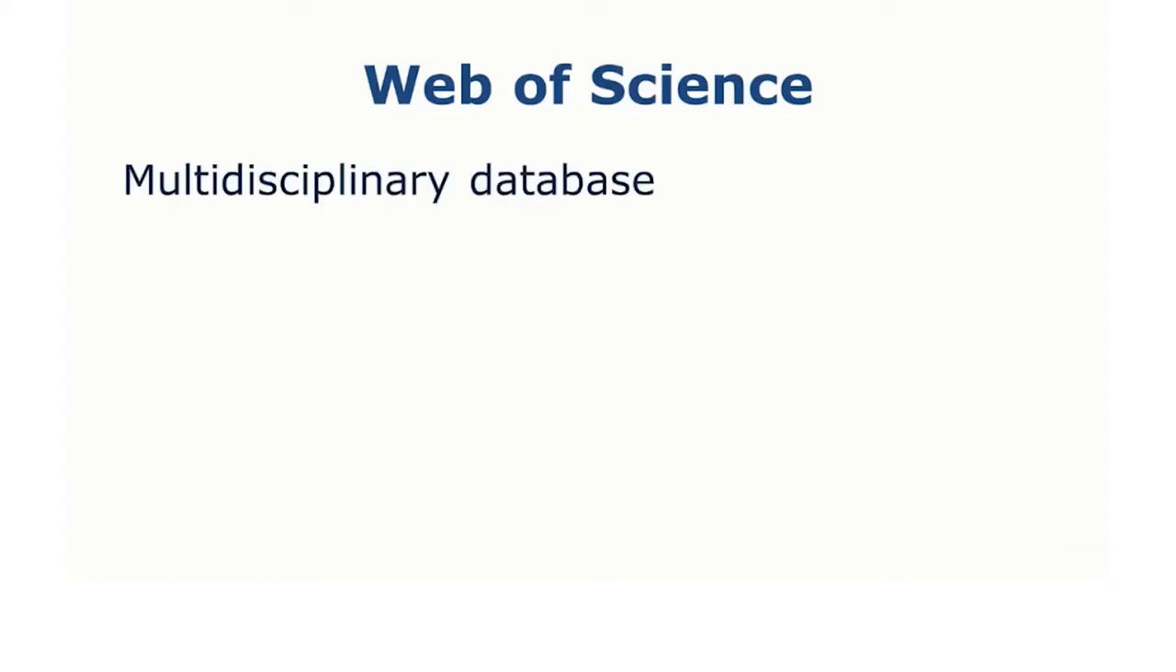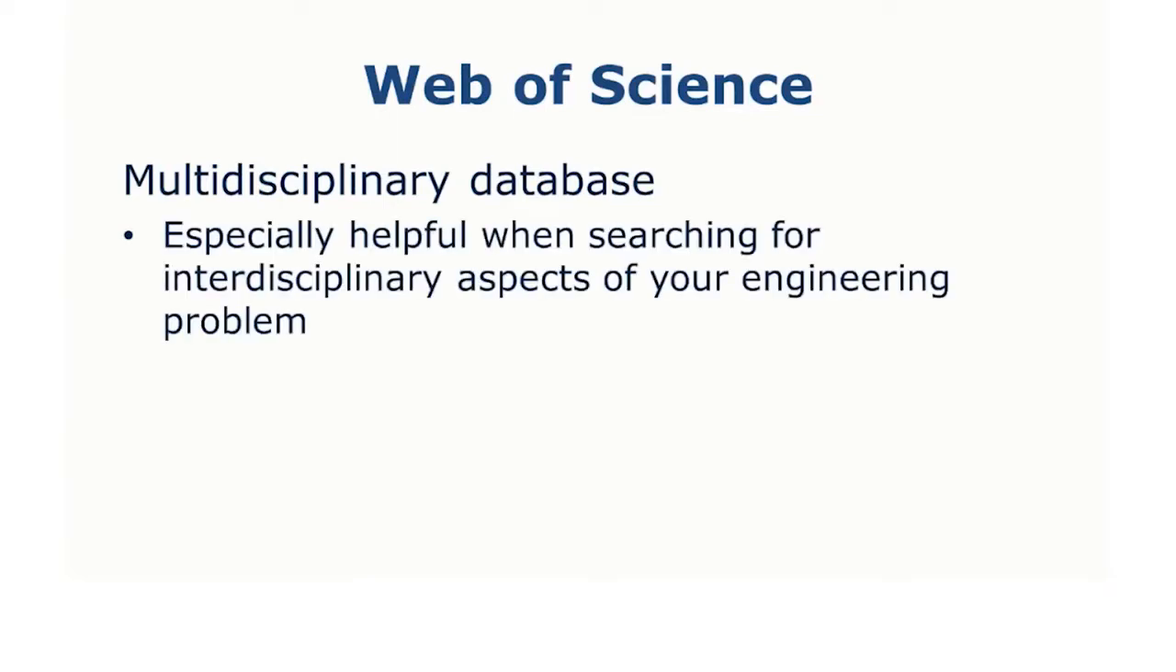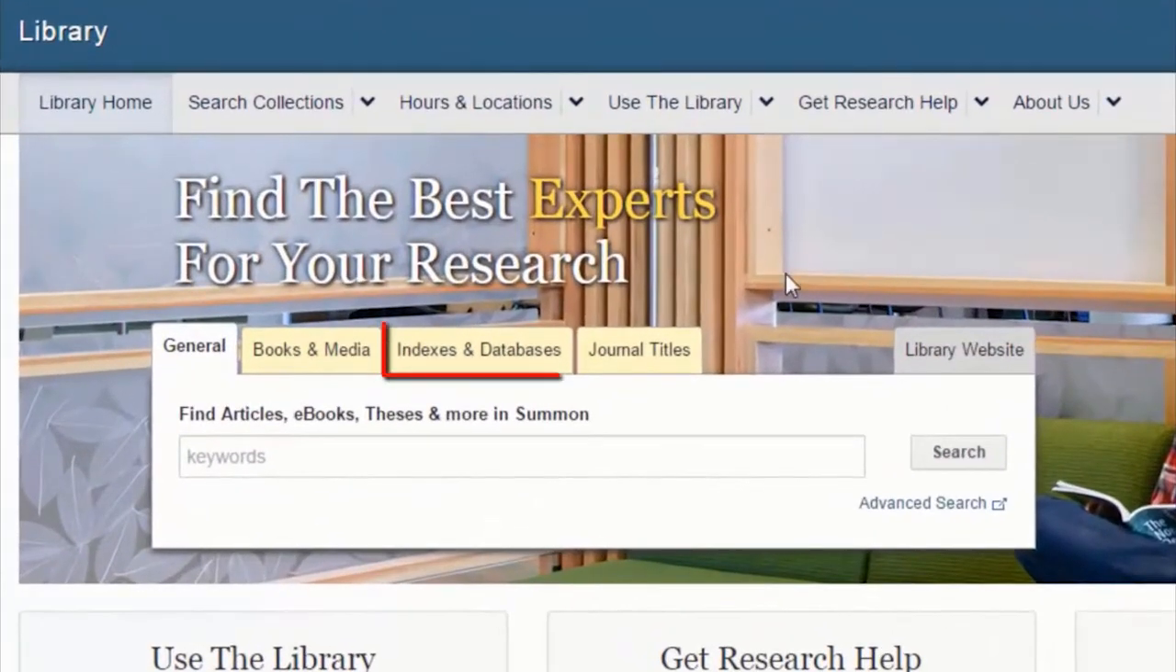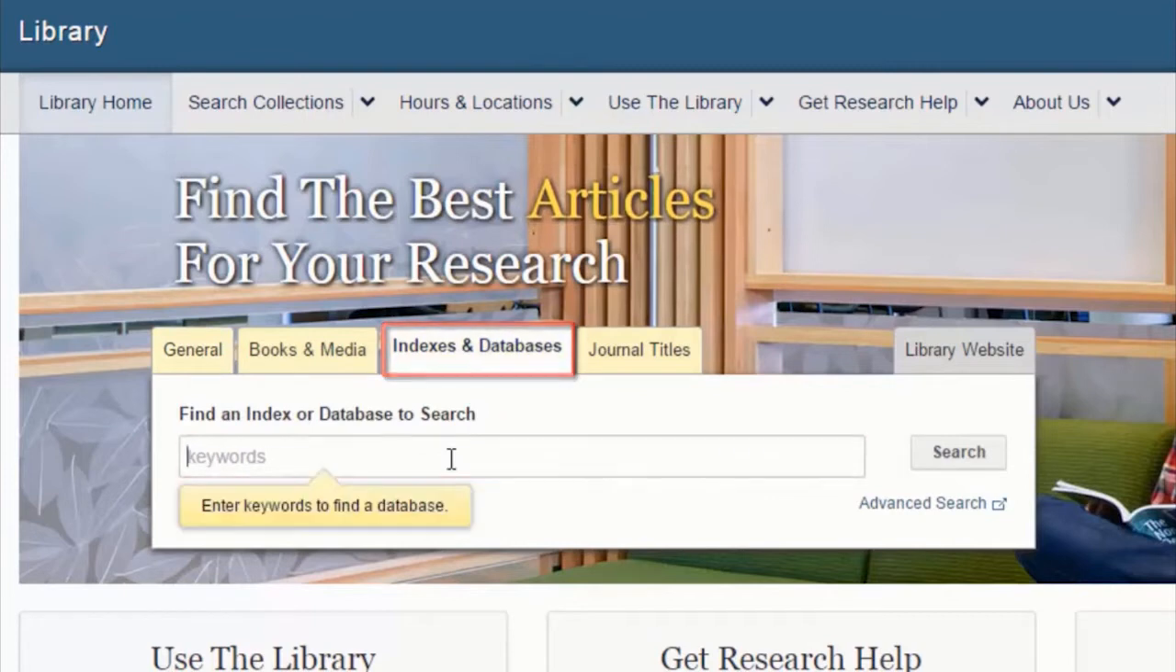In Module 5, Part 2, we introduced the engineering database Compendex, but it's not the only database you should use. Web of Science is a multidisciplinary database. It can be especially helpful when searching for interdisciplinary aspects of your engineering problem. Like Compendex, you can find Web of Science through the Indexes and Databases tab on the UBC Library homepage.